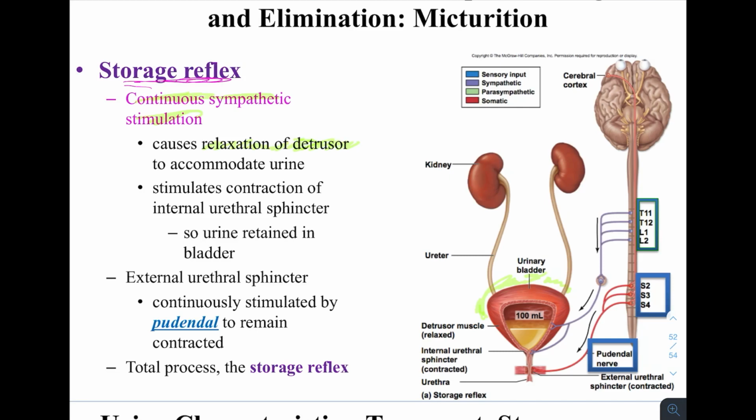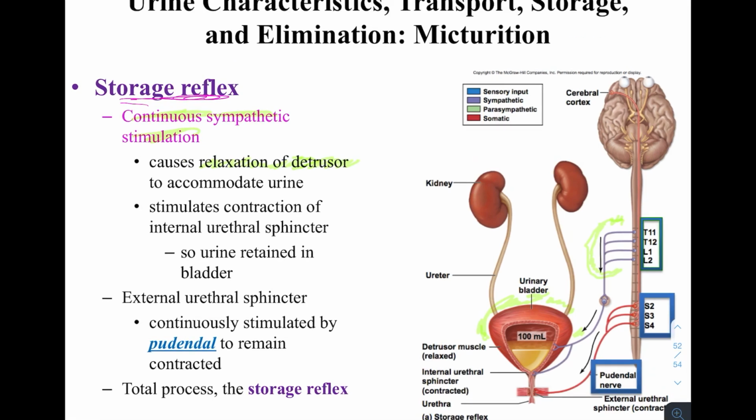sympathetic stimulation. And your sympathetic nervous system, if you recall, is coming out of the center of your spinal cord. And so these nerves that come out from the center of the spinal cord give the signal to that detrusor to stay relaxed under sympathetic tone and give you most of the time this storage reflex.